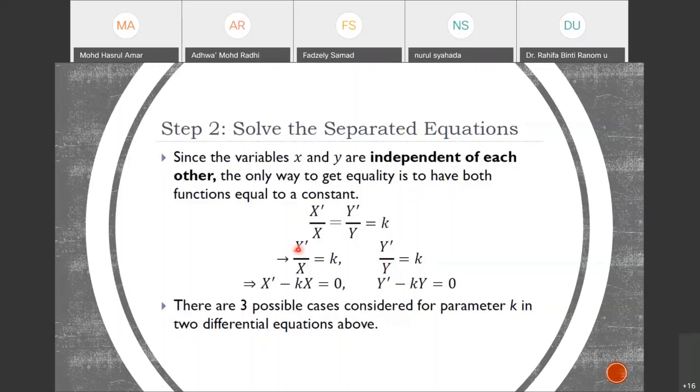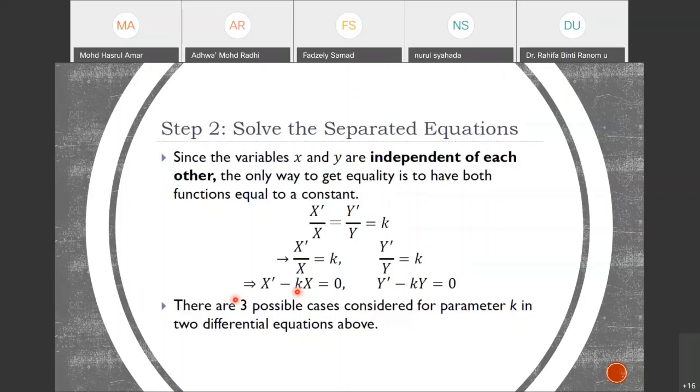Okay, so what happened? Rearrange, it becomes X prime minus kX equals to 0 and variable Y prime minus kY equals to 0, right? So this is why we say that it can be reduced into 2 ordinary differential equations. When you solve this equation, you only solve X as a function of independent variable x. And the second equation, you are going to solve the independent variable y.